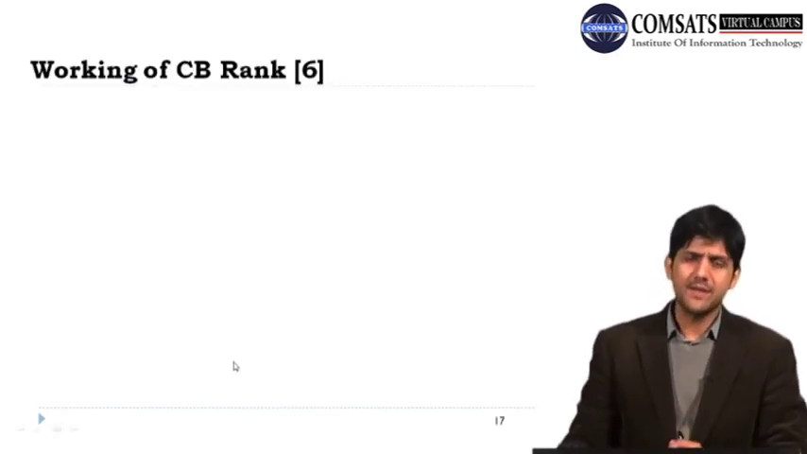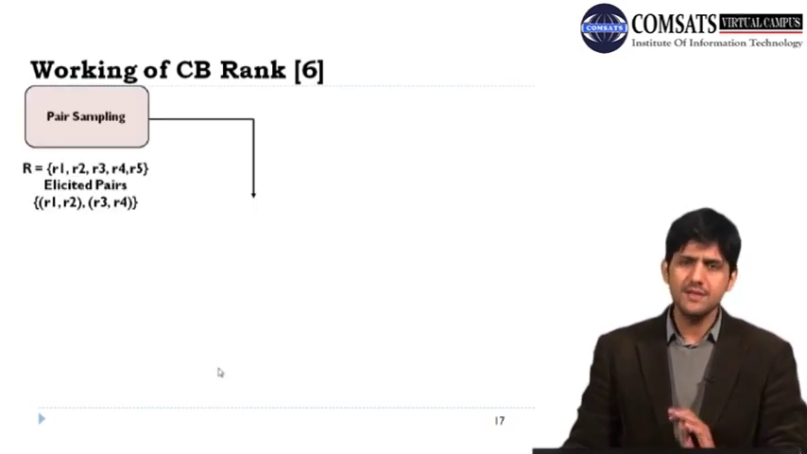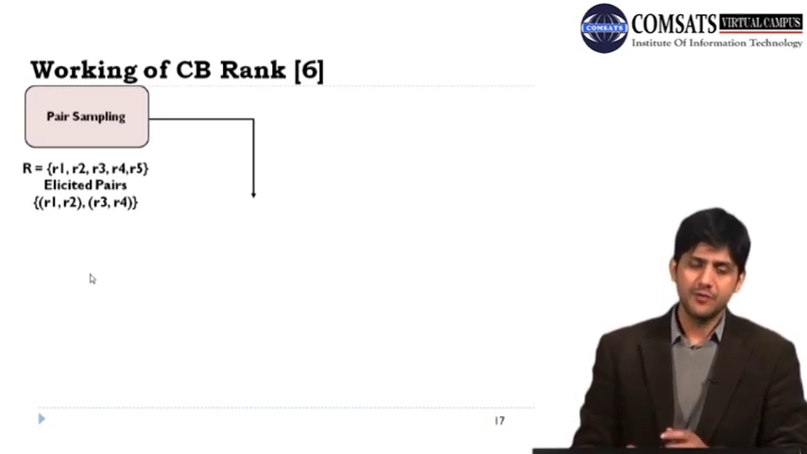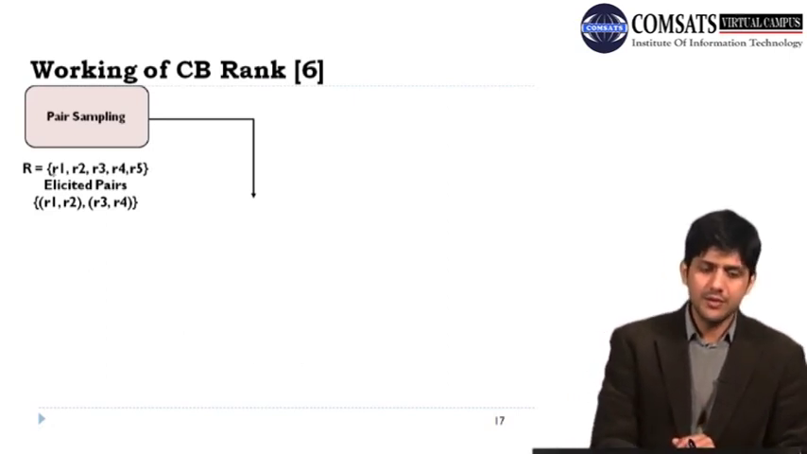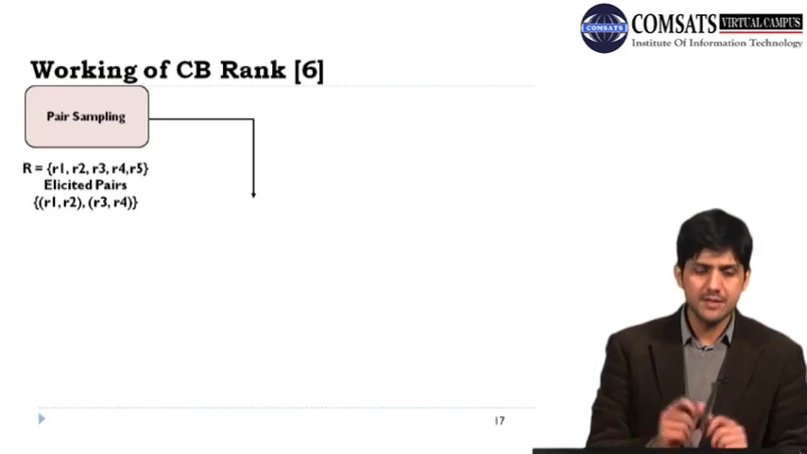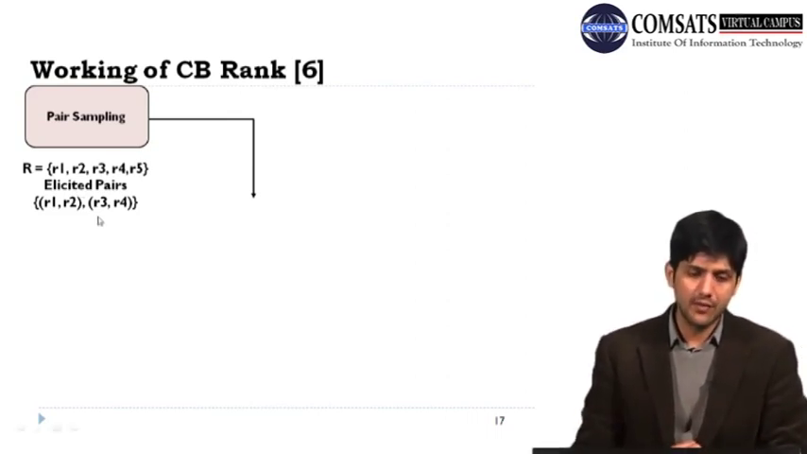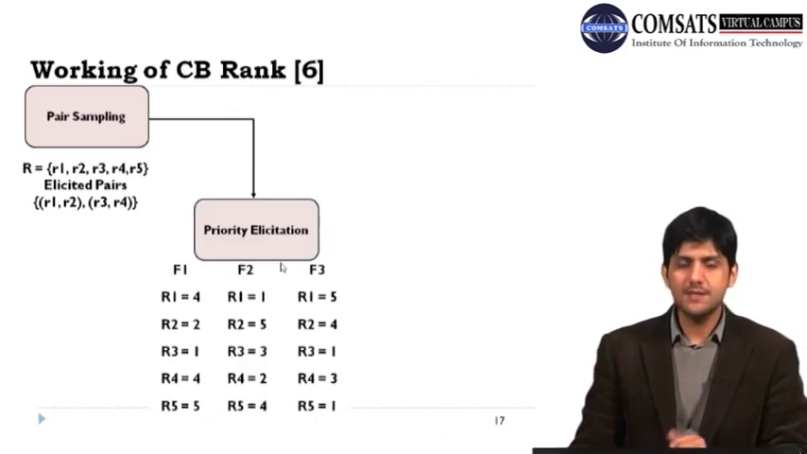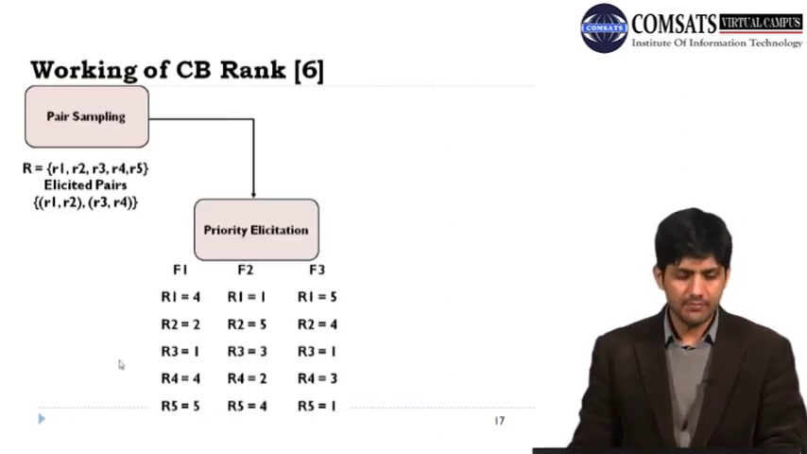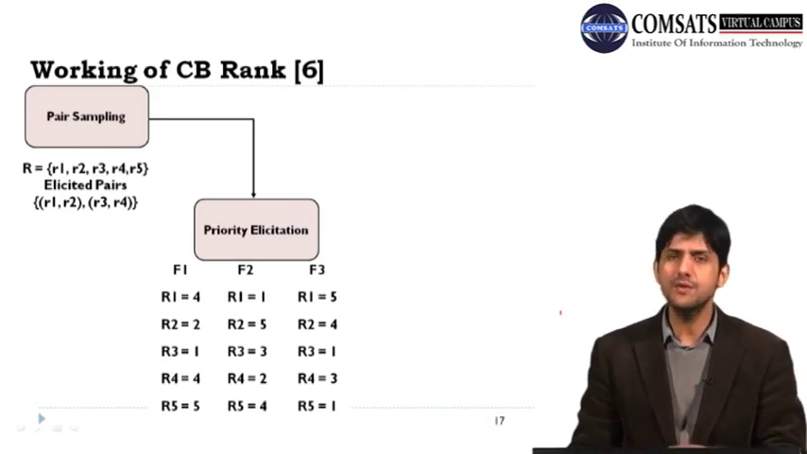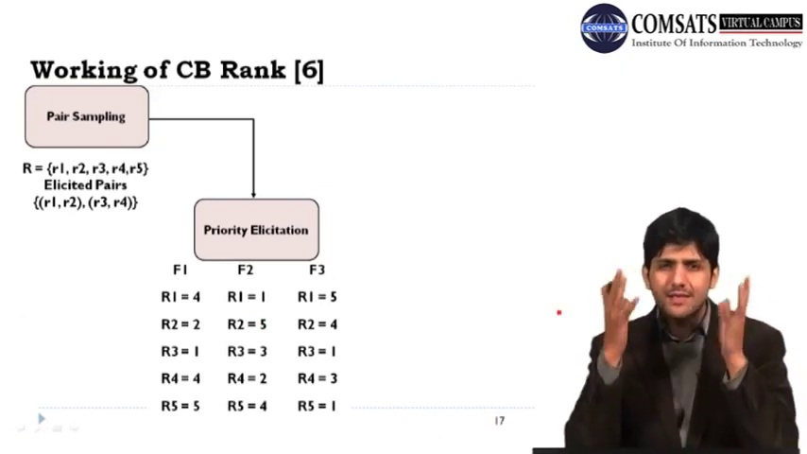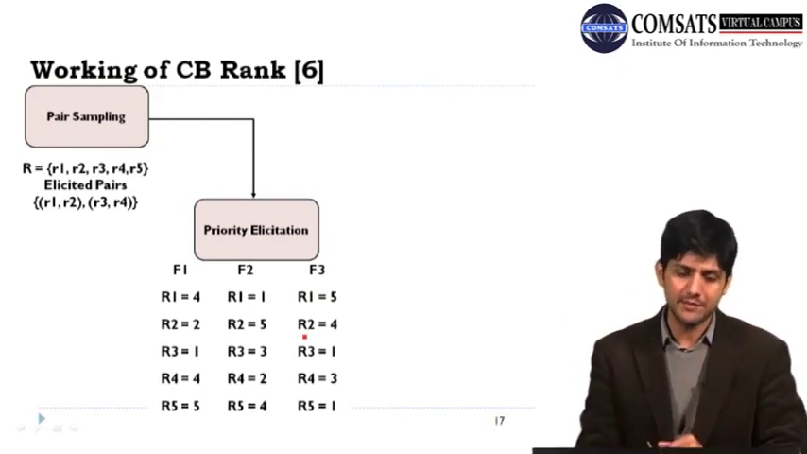So how does this CBRank method work? The first thing, as we said, is pair sampling. From the list of all pairs, it would select some pairs. For example, it selected R1, R2, and R3, R4 from the set of 5 requirements. The next step is the priority elicitation step. What happens in this step is actually very close to what we said about how we can think this prioritization problem can be solved.